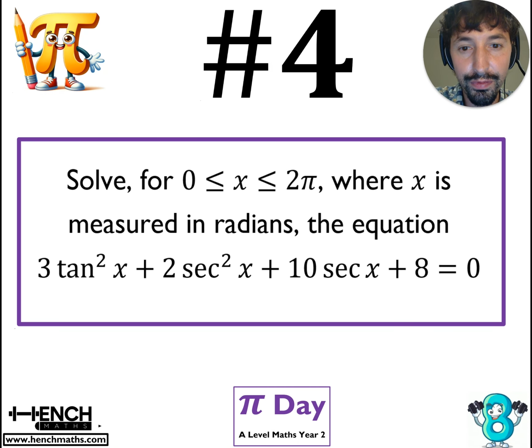Let's get stuck into question 4. Solve for x between 0 and 2 pi, so x is measured in radians, the equation 3 tan squared x plus 2 sec squared x plus 10 sec x plus 8 equals 0.